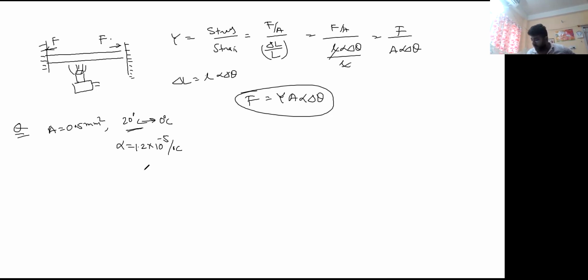तोरा कोश्चन करिस, doubt हলে বলিস আমাকে. Alpha is 1.2 into 10 to the power minus 5 per degree centigrade and Young's modulus is given, 2 into 10 to the power 11 Newton per meter square. So how do you find out the force? See, everything is given. 2 into 10 to the power 11, cross sectional area half into 10 to the power minus 6, alpha 1.2 into 10 to the power minus 5 and change in temperature 20.